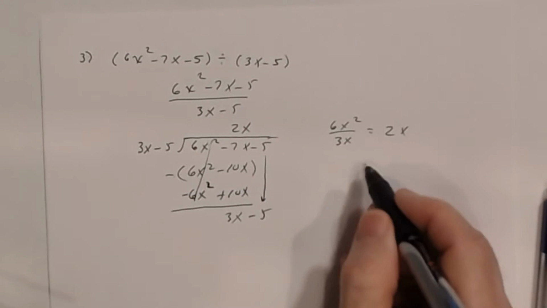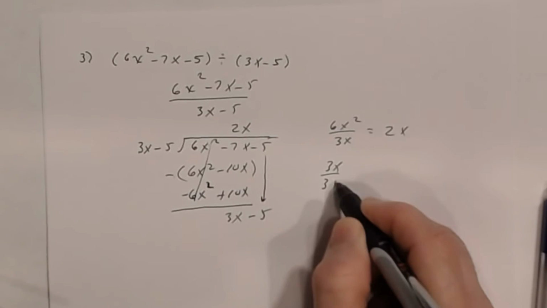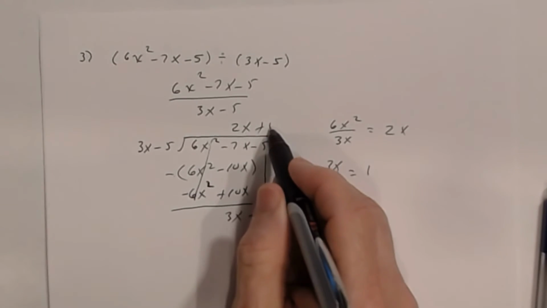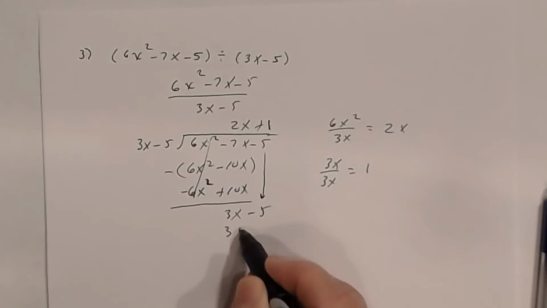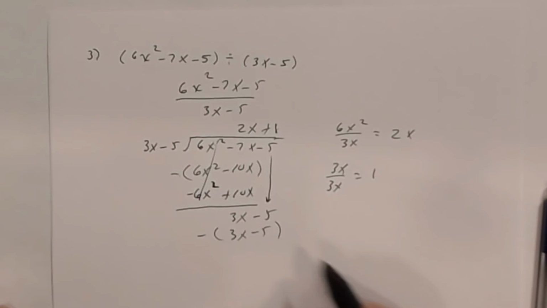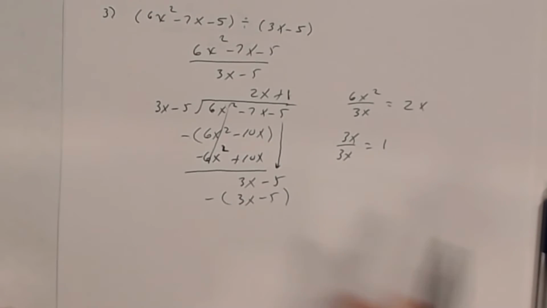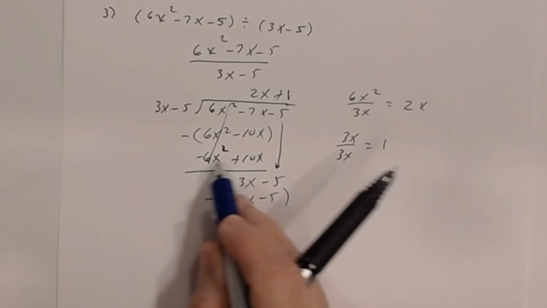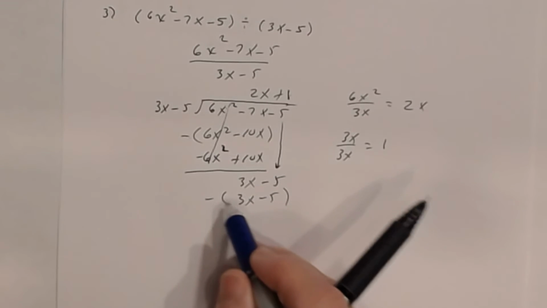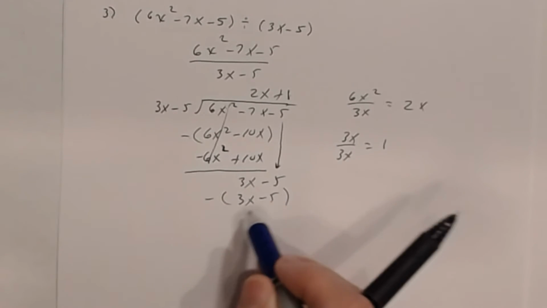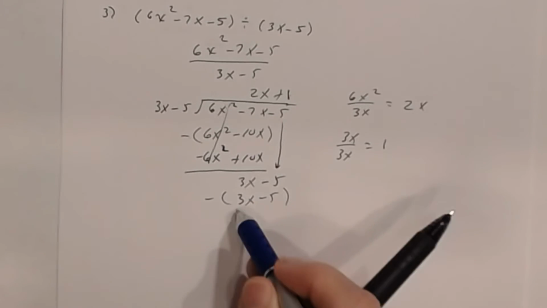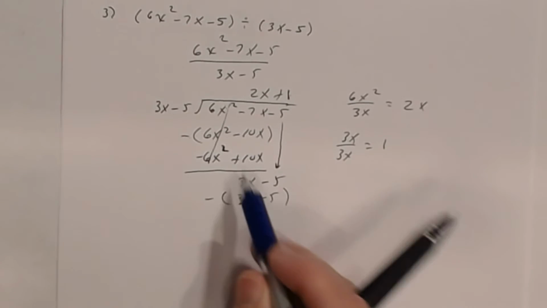So first divided by first. So 3x divided by 3x is 1. So that's going to be plus 1 right here. 1 times 3x is 3x. 1 times negative 5 is negative 5. And now you're going to subtract. Now what you'll notice is you don't have to rewrite it like this anymore because you notice that 3x minus 5 minus itself is 0, right? But if you need to, go ahead and rewrite it like we did here.